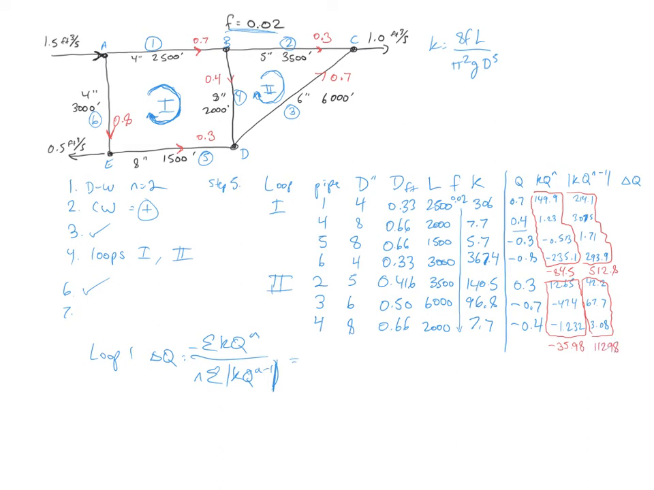So back to loop 1, negative summation KQ to the nth, that's going to be a negative 84.5 divided by n, which is just 2, times the summation of the KQ to the n minus 1 absolute values, which we said was 512.8. If I do that, I get positive 0.08.